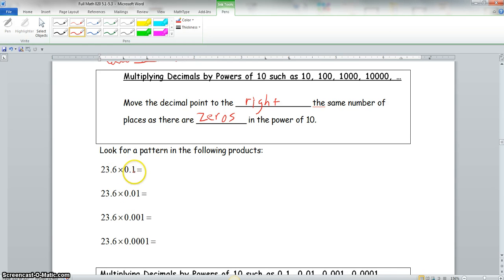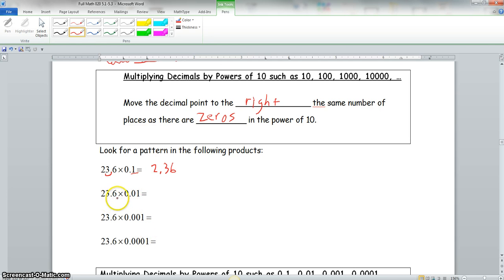So when we multiply this, we count how many digits we have behind the decimal. We have 1 digit behind the decimal. So that means we move this value to the left that many places. So it'll be 2.36. Now remember, this 1 here is a power of 10 because this is really 1/10. Isn't this 1 100th, 1 1,000th, and 1 10,000th? So these are powers of 10.